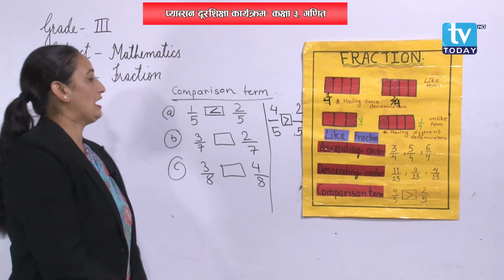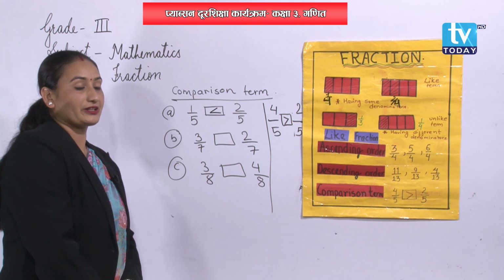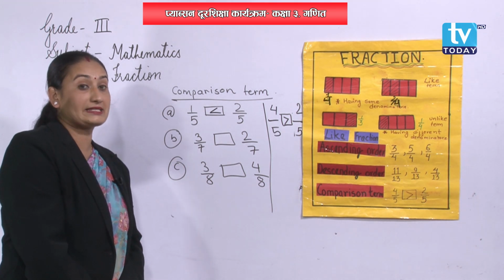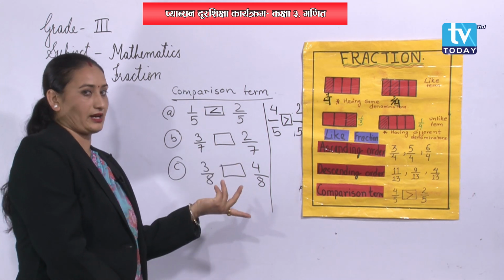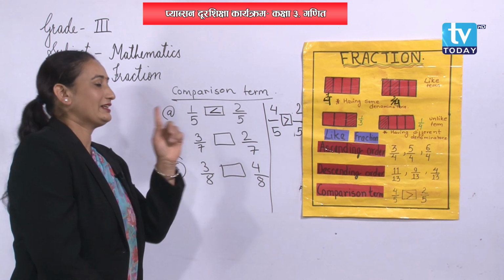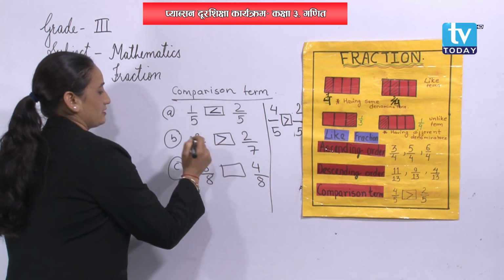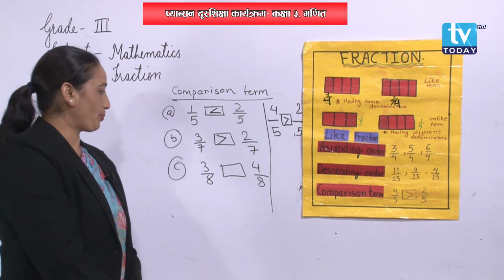Okay, students. Now tell me the answers of this one. 3 by 7 is greater or 2 by 7 is greater? 7 and 7, they are equal. 3 is greater or 2 is greater? Tell me. 3 is greater, so put this greater sign towards 3.